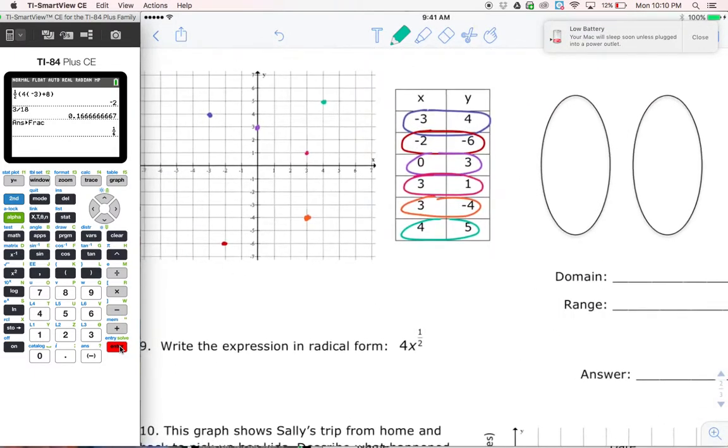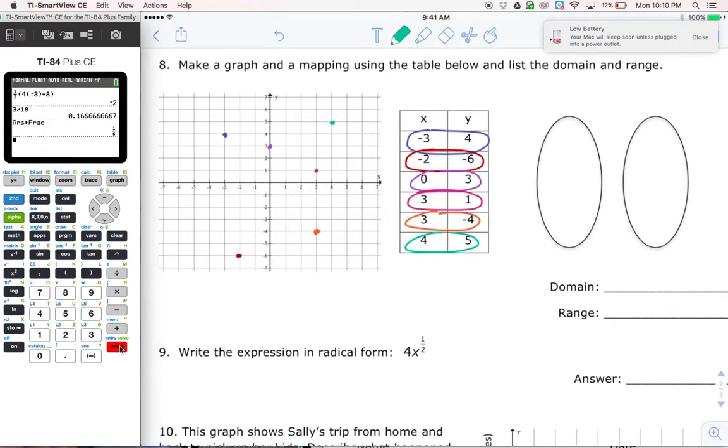Okay. Now let's look at the mapping. Don't forget the mapping, guys. We're going to go least to greatest. We can look at the table here and just go ahead and put it in the same order. It's already in order here. So we've got negative 3, negative 2, 0, 3, 4. Notice I did not write the 3's twice.